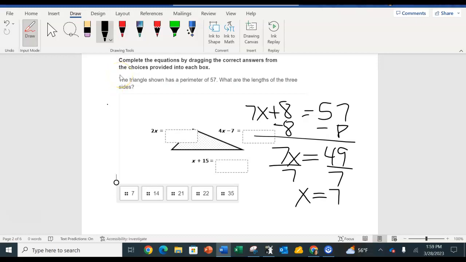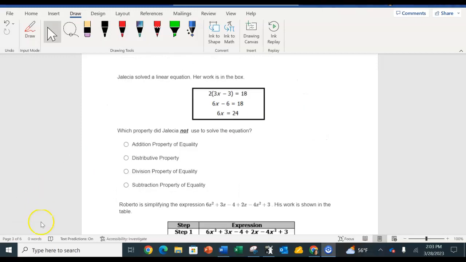And then you just take x and plug it in. What's 2 times x? 2 times 7 is 14. And then what's 4 times 7 minus 7? And then what's x, or 7 plus 15? And that's how you find each one of those. So anyways, I feel like you should be able to complete that. But just know that the perimeter means you add up the sides. And you just literally add up the sides and set it equal to 57 and then solve from there.